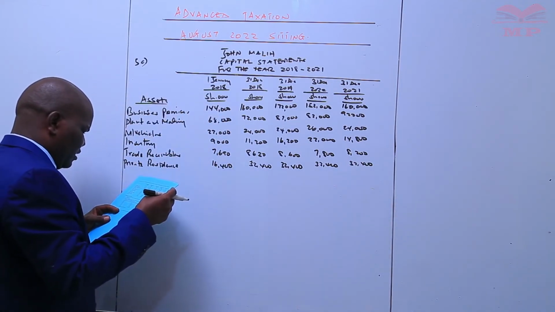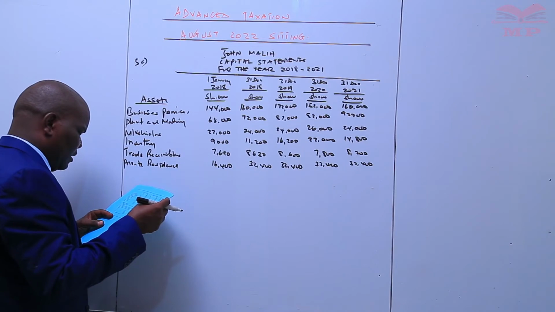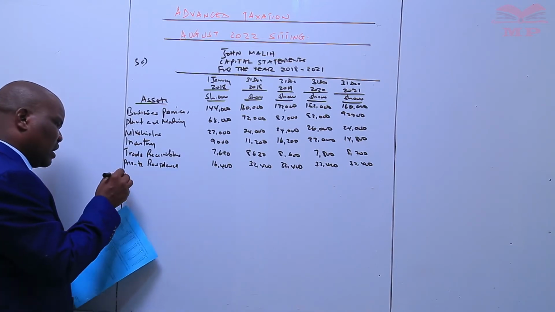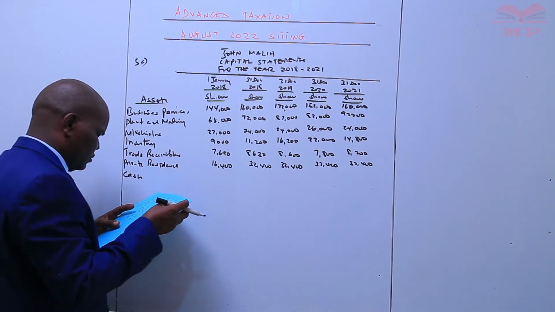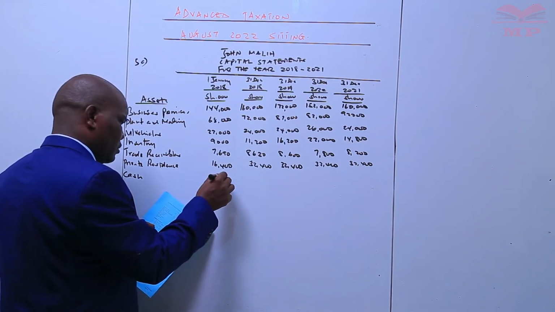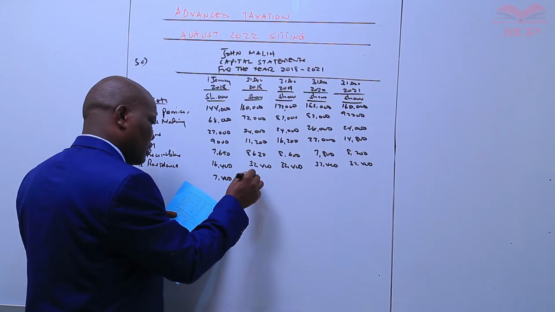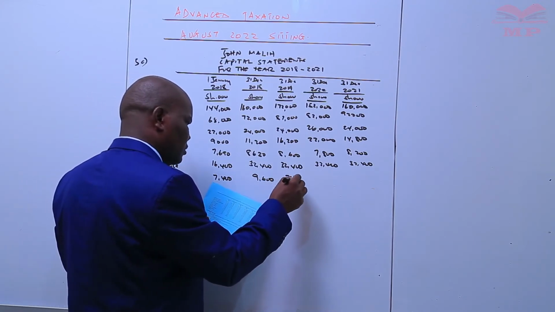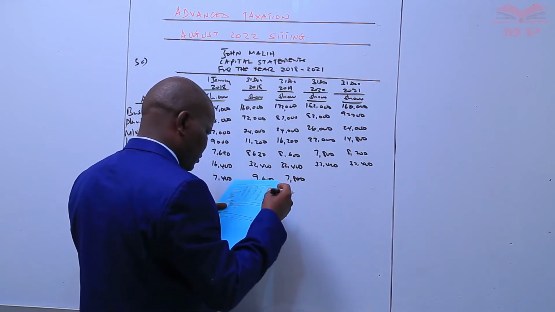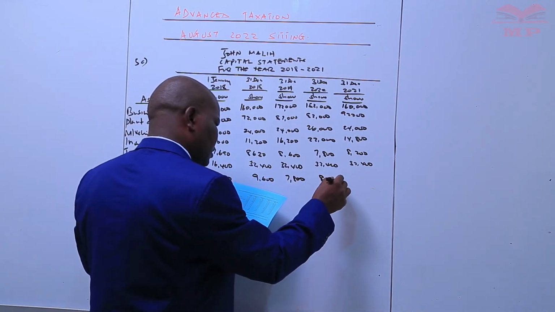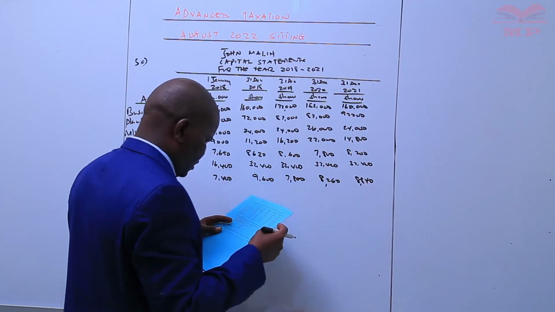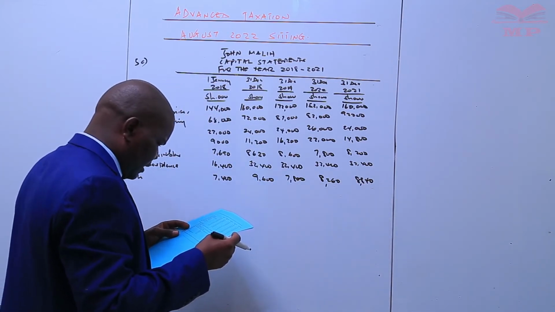Trade payables are liabilities, bank loan is a liability, loan from a friend is a liability, mortgage loan is a liability. Then you have cash. Cash is an asset: 7,400, 96, 78, 8,260, and 8,840. That is all in terms of assets.